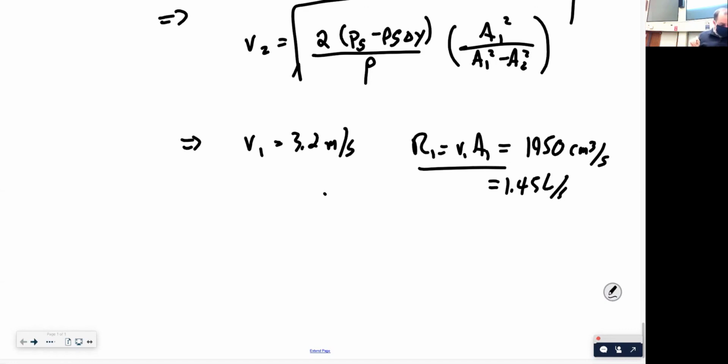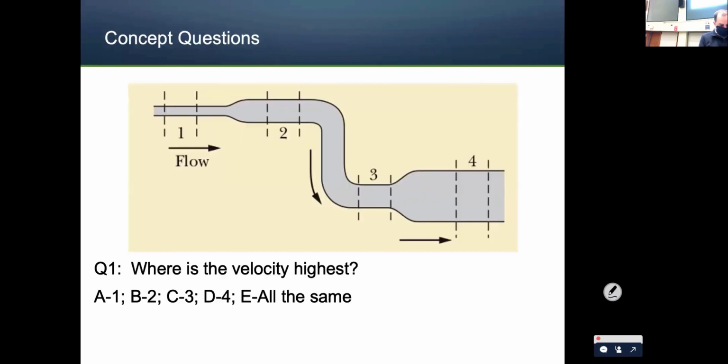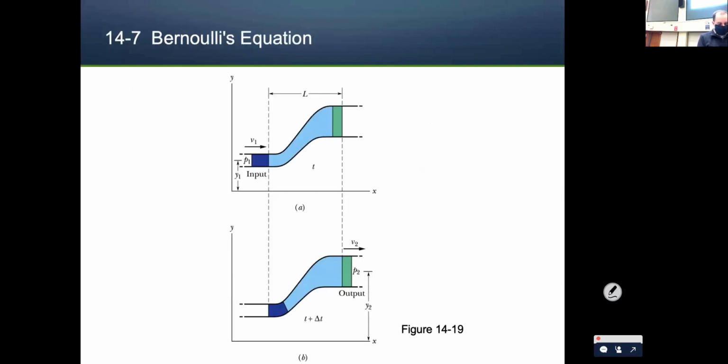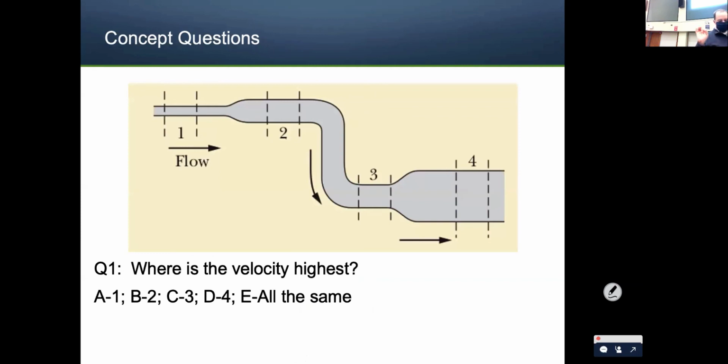let's see how much you have learned about Bernoulli's equations. Let's do some concept questions. These are an excellent way to test how much you've learned. So we've got the following pipe system. We have a small pipe at a certain height that gets bigger, and then takes a U-turn and goes down at the same diameter, and then gets bigger again. Okay, thusly. The question is, where is the velocity the highest?